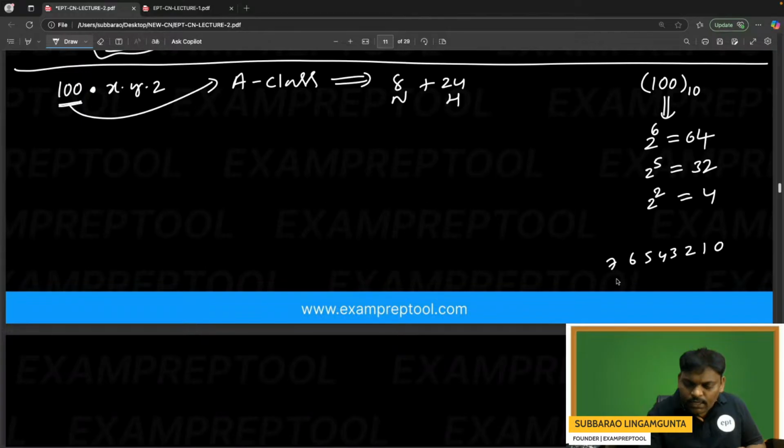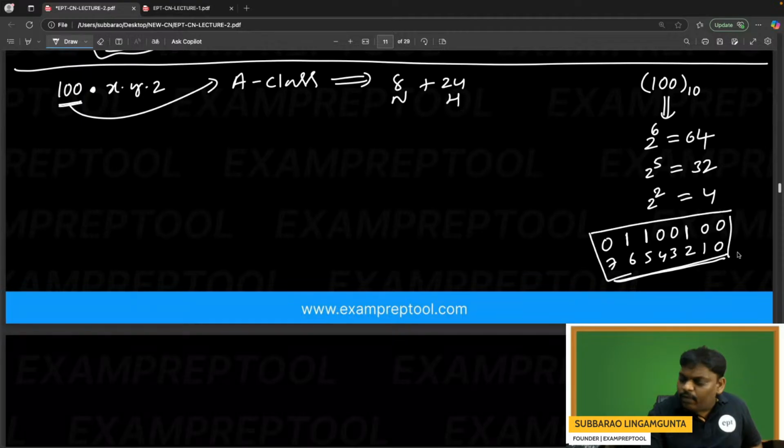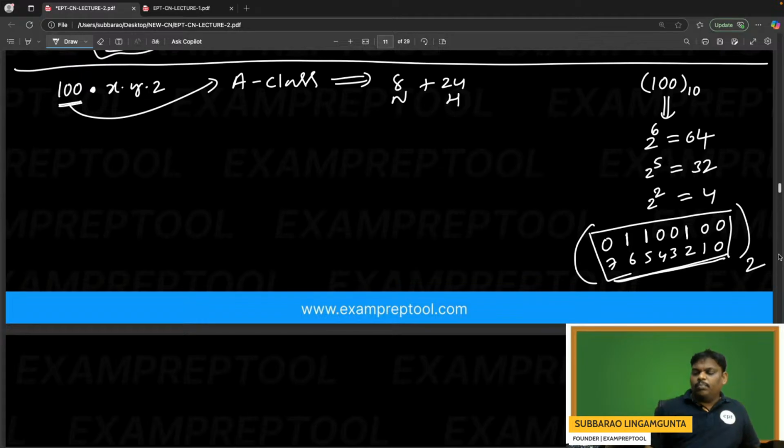Totally this is the first octet. In the first octet, the 6th bit is 1, the 5th bit also 1, the 2nd bit also 1, and the remaining are zeros. This is the 100. I just converted 100 into binary format, base 2. I have not done anything else.